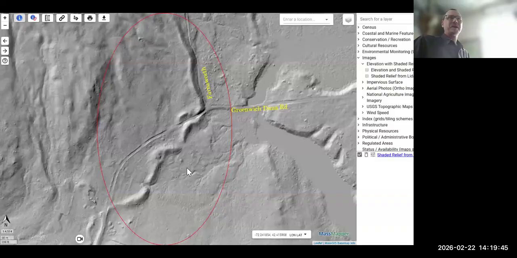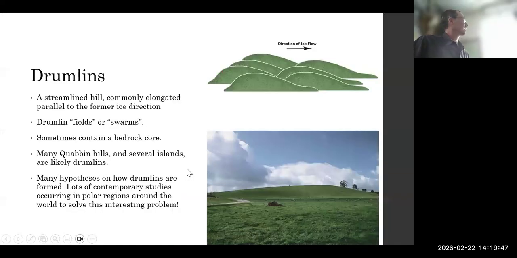All right, now let's talk about drumlins. Drumlins are streamlined hills, right? They're commonly elongated parallel to the former ice direction. So they have this steep up-ice slope and this more shallow slope down-ice. Here's an example in the real world. This is oriented in the opposite direction. So up-ice would be on this side and down-ice would be down this gradual slope.